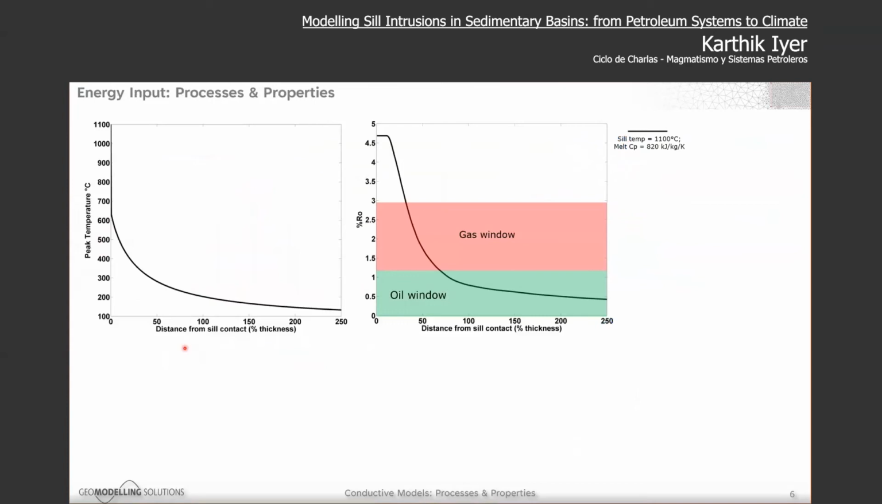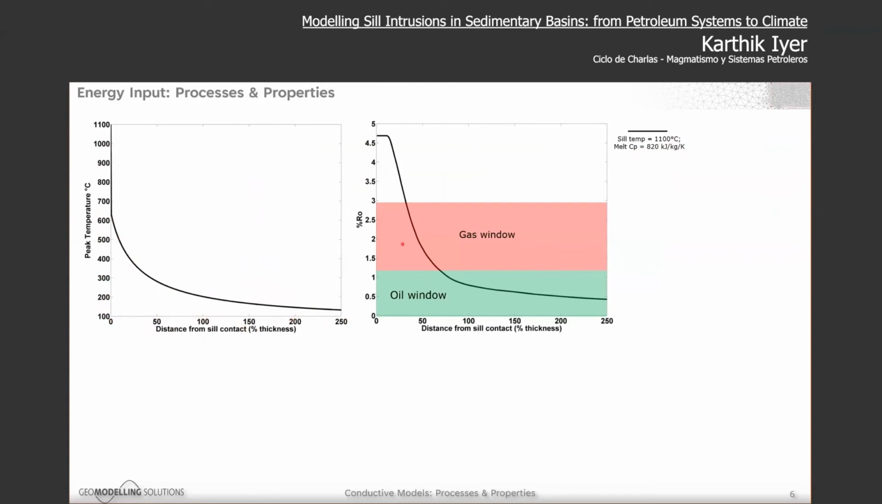So this is just a simple sketch, not a sketch, this is actually a model, but it's a simple way of visualizing what happens when we deal with these different processes. In the left plot, on the y-axis is the highest temperature that is experienced at a distance along the x-axis away from the sill. So what I'm doing here is placing a sill at 1100 degrees, and it has some heat capacity, and I see what sort of maximum temperature I feel away from it. And this is in percent thickness. So this is one sill thickness away, and this is 2 sill thicknesses away, 100% and 200%.